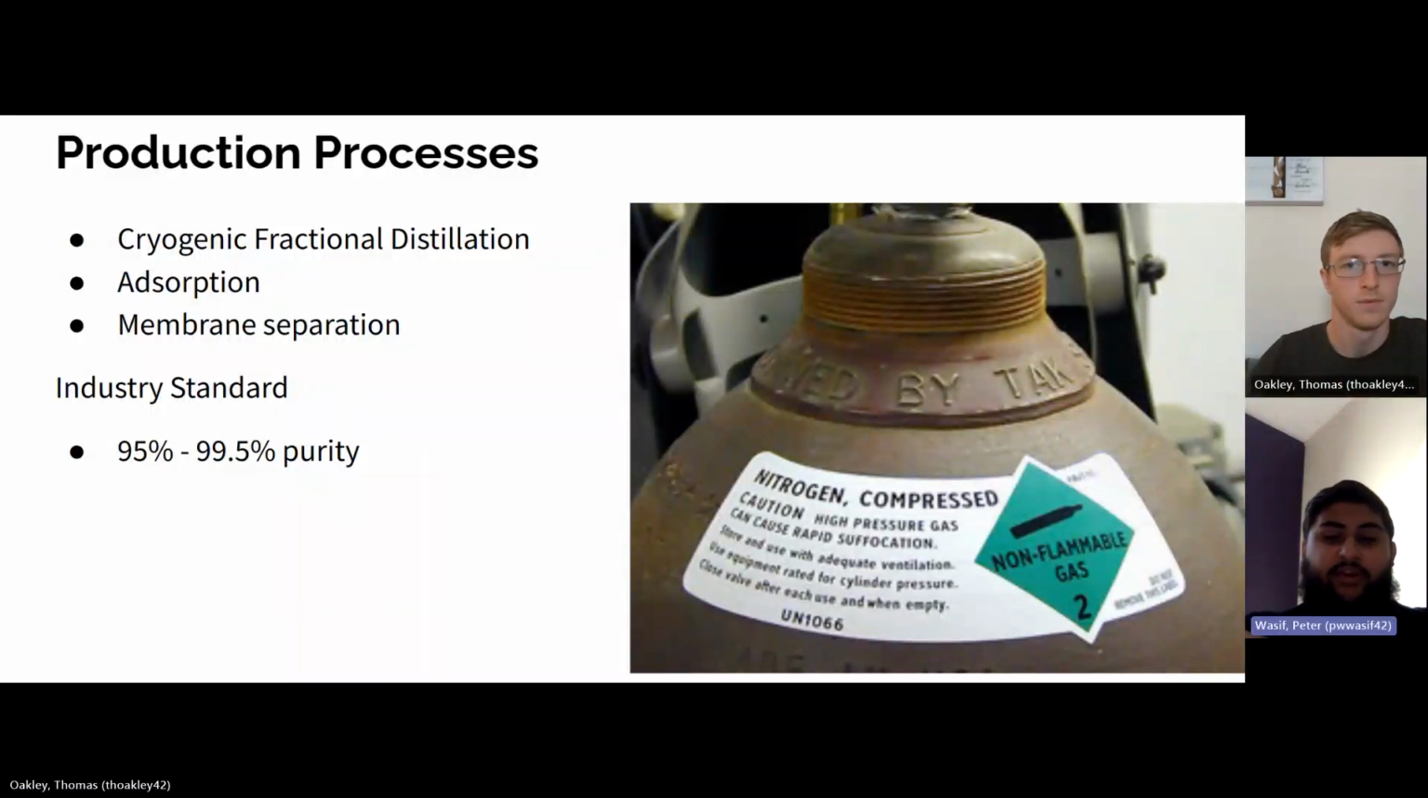And through our production processes for nitrogen generation, we have cryogenic fractional distillation, adsorption, and membrane separation, which we will expand on, as well as a common industry standard of 95 to 99.5% purity.